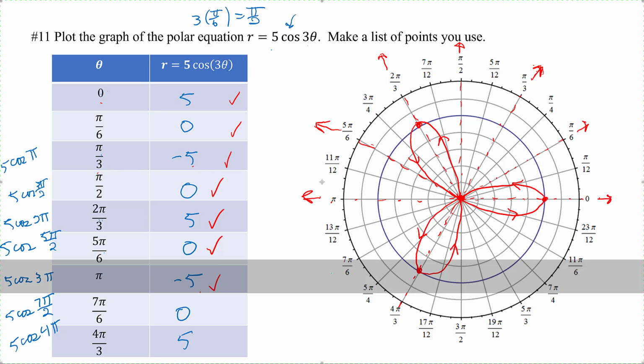So at 7 pi over 6, the positive direction is down to the left. At 7 pi over 6, we're going a distance of 0. So we'd come back actually and start repeating our graph here. And then we go to 4 pi thirds, positive direction down to the left. At 4 pi thirds, we're coming from the pole a positive distance of 5. 1, 2, 3, 4, 5.